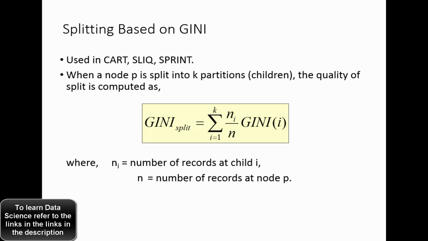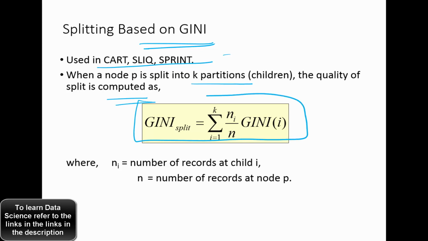So, splitting based on Gini. Based on Gini values, you can actually split. It's used in all such cases. When a node P is split into K partitions, the quality of the split is computed like this. This is just another formula to calculate the quality of the split, and that's one criterion used to find out the number of partitions. There could be K equal to 2, 3, 4 or more. Normally it is always 2 or 3, maximum 4; you would not come across many partitions.